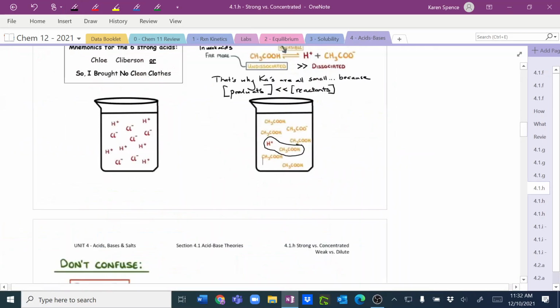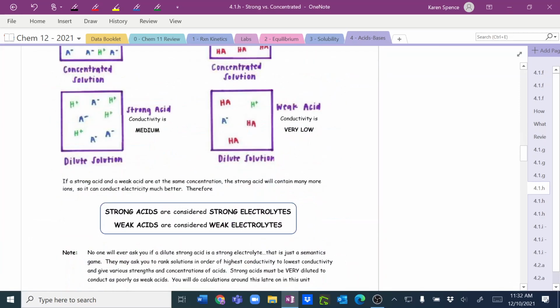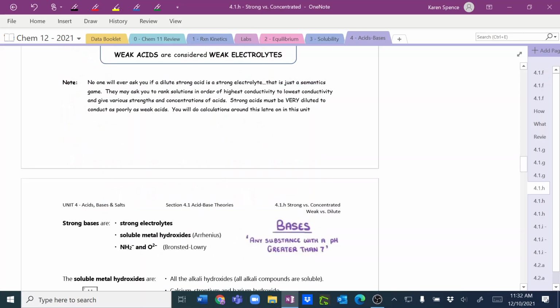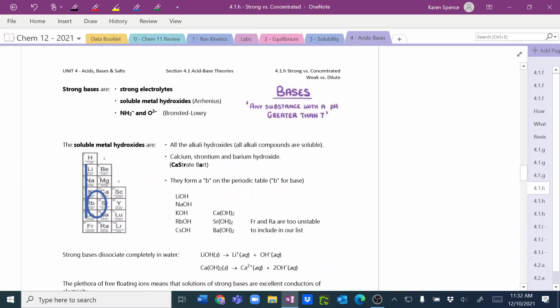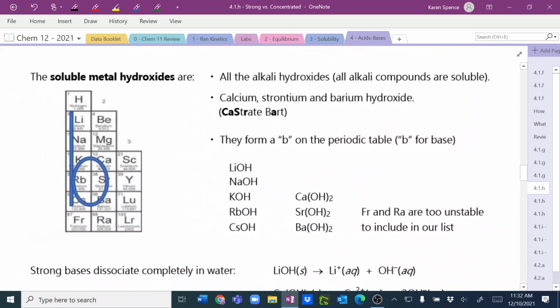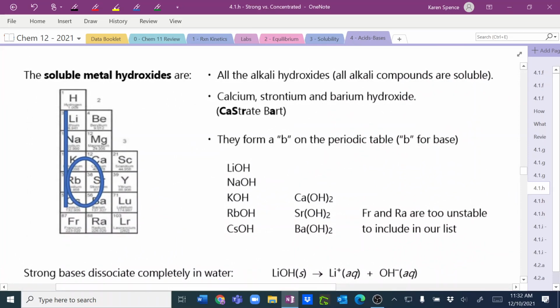Okay, this is just more reading. Feel free to read it. Strong acids are strong electrolytes, weak acids are weak electrolytes. There's some lovely pictures there. Again, this is more for an AP course, which I'm teaching next semester, so I included it.